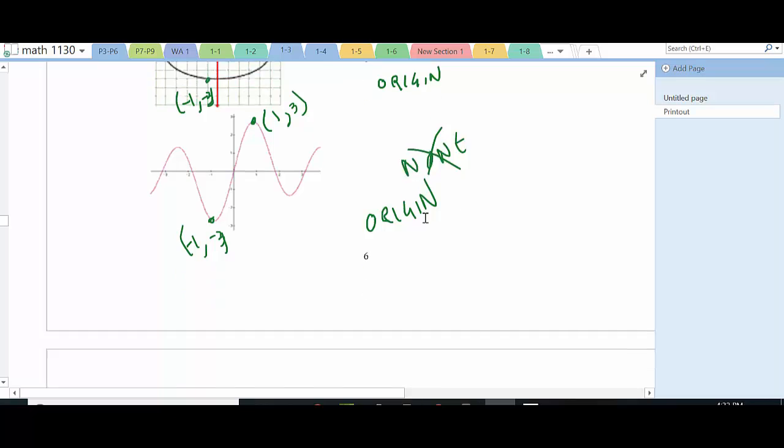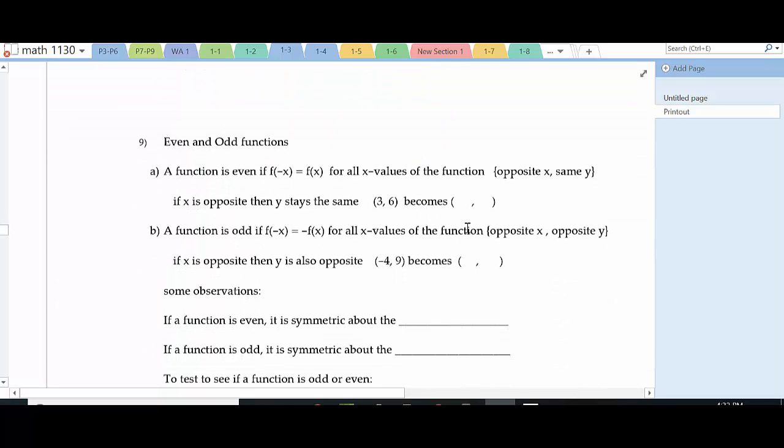Okay, so the next thing I'm going to look at is the even and odd function. We're going to go over this just a little bit.